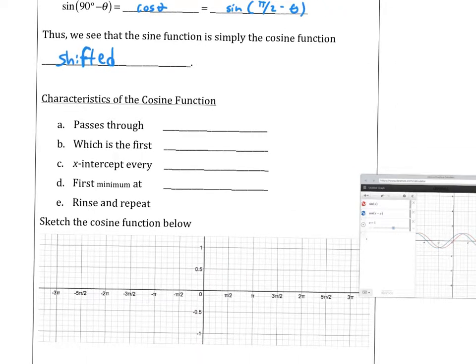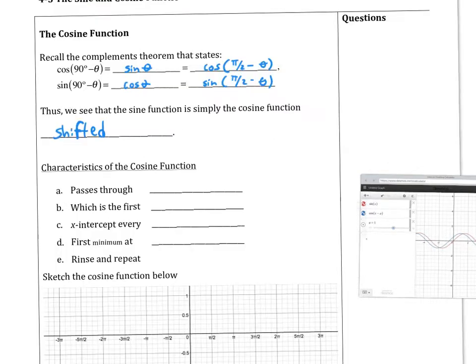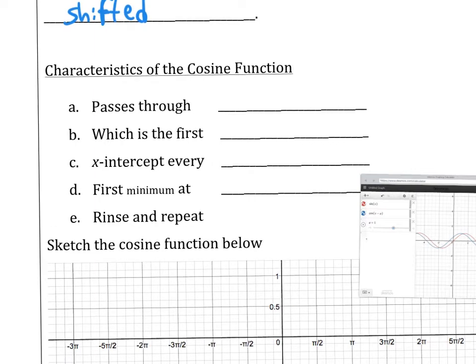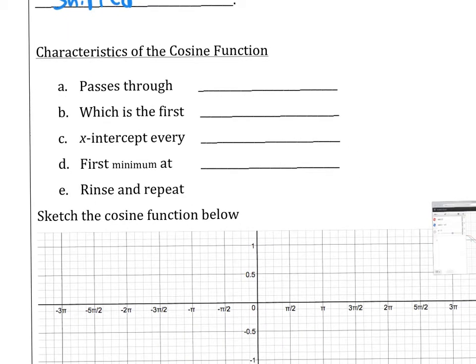All right, so what about this here? When we're thinking about the cosine function, how do we walk through this fast? How do we graph this without doing the whole thing?